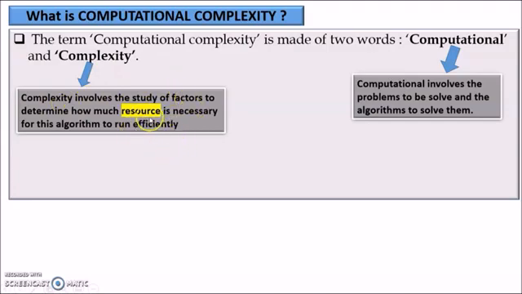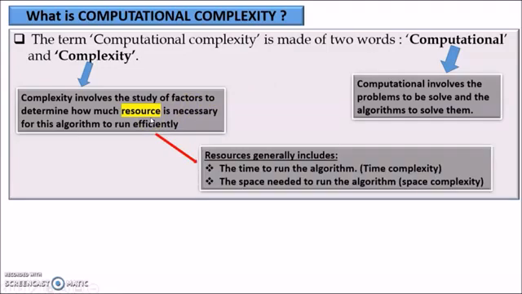When I say resource, I think this sentence makes sense. It's quite straightforward. When I mean resource, it means the time to run the algorithm, which we already saw in the last slide. That is the two internal factors: the time to run the algorithm, and the space needed to run the algorithm, that is space complexity. These are the important resources.